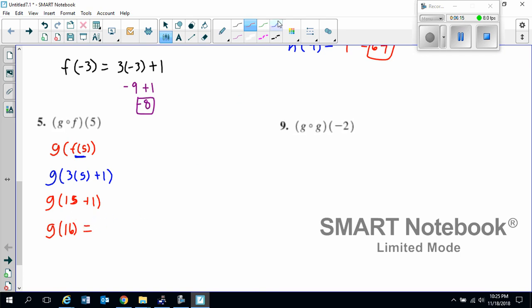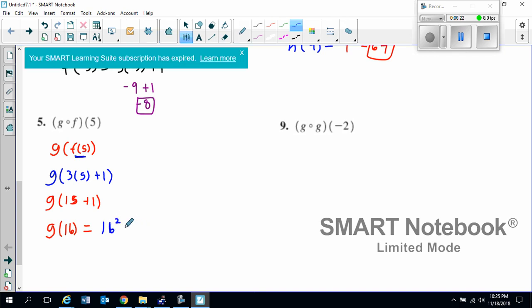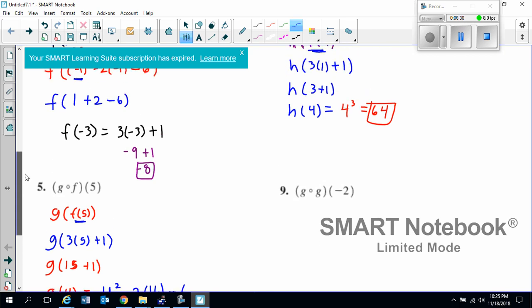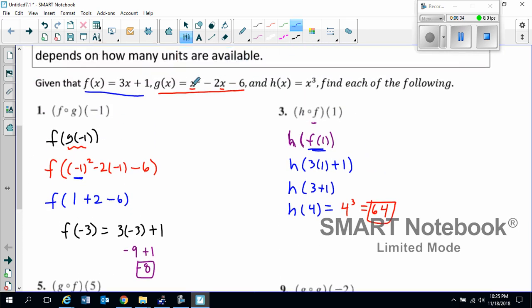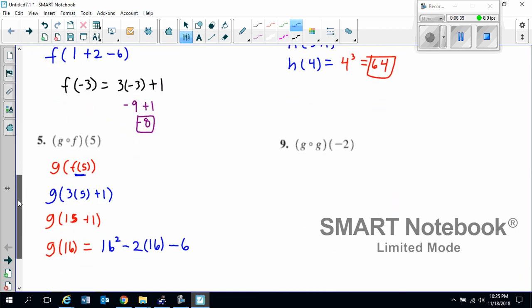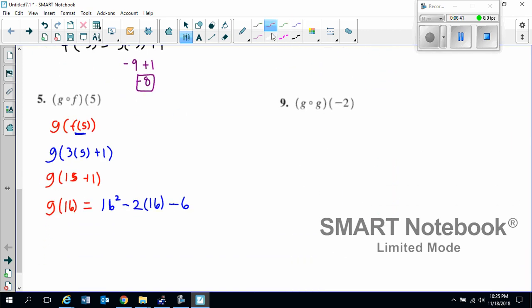So I believe the g function was x squared, so it would be 16 squared. And then I believe it was minus 2 times x, which in this case would be 16, and then a minus 6. So let's just double check, make sure I got that right. There, okay, so yeah, x squared minus 2x minus 6, and so just need to do the algebra here and I'll be done with that one.